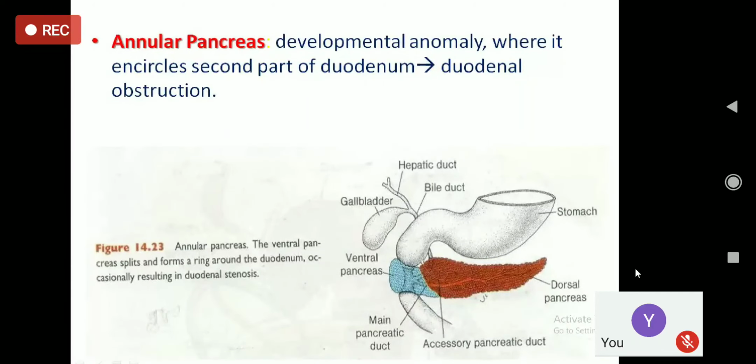That is all about the pancreas. Do you have any queries?